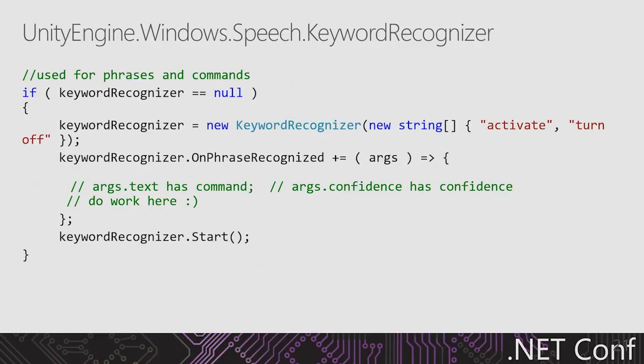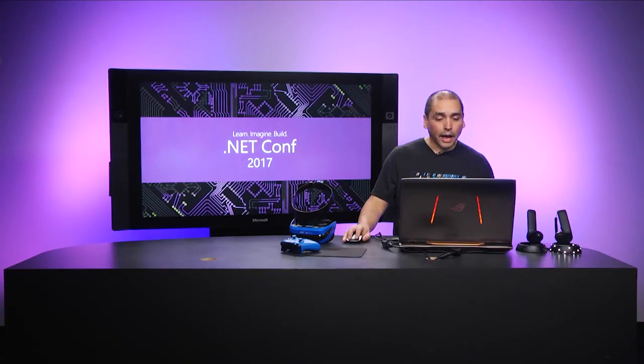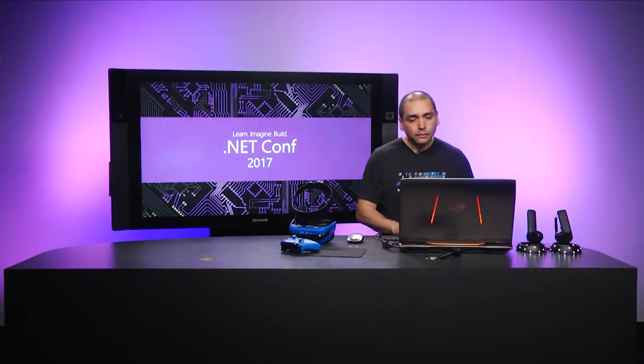Or if the parameter was turn off, then go ahead and do the work to turn off. And then all you have to do is say keywordRecognizer.Start, which starts listening, and that's it. That's all you have to do to add voice commands onto a mixed reality application. So it's very, very straightforward.